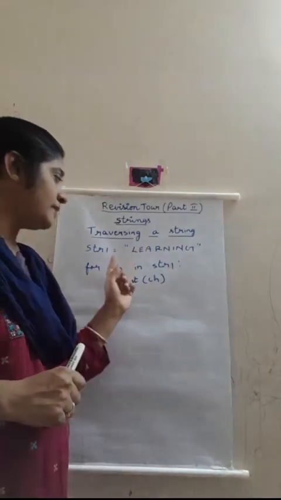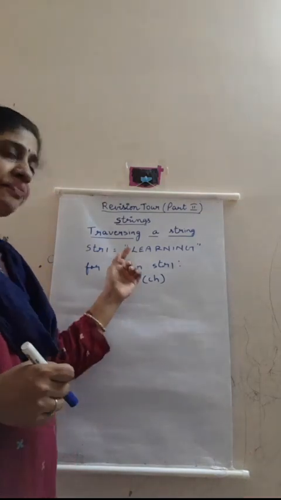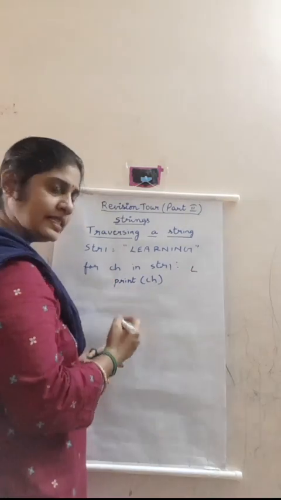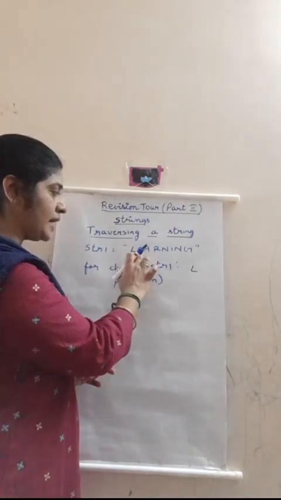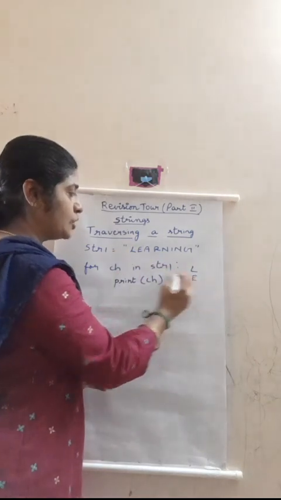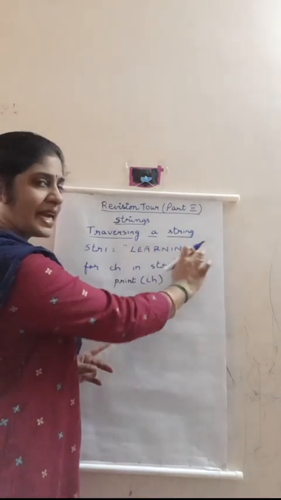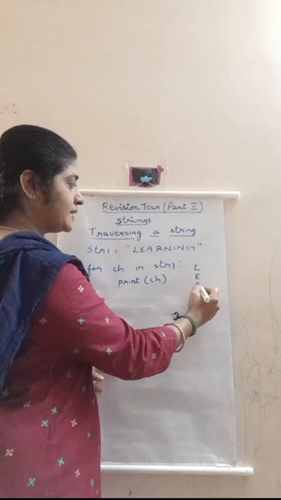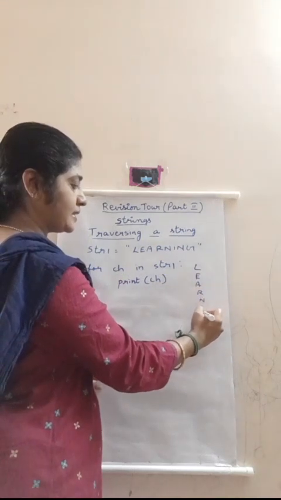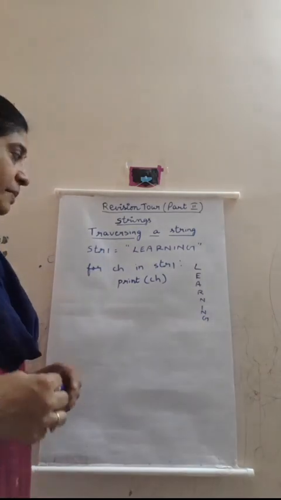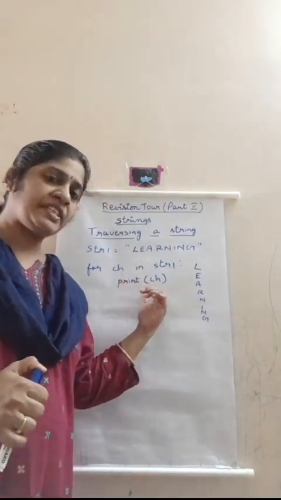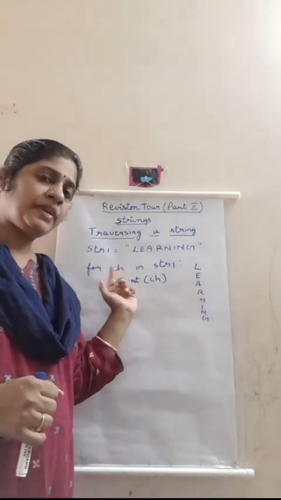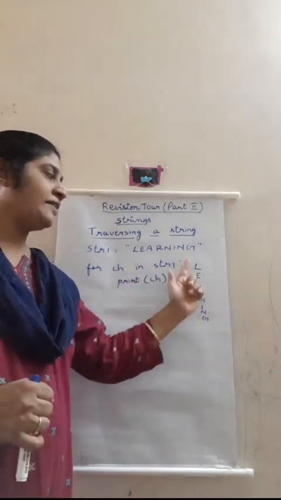So what will happen? First time ch value will be L and it will print L. Then second time ch value would be E, then it will print E. So this loop will run for each character in the string. For each character in the string it will run and display the answer like this. After completion of every print statement, the control will go to the next line. It will display every character like this. So the for loop will run for every character in the string and it will display the string.